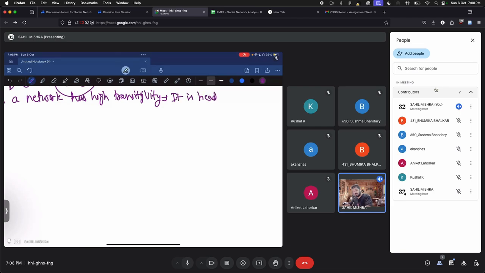It is heading towards being a complete network. I take this graph here.